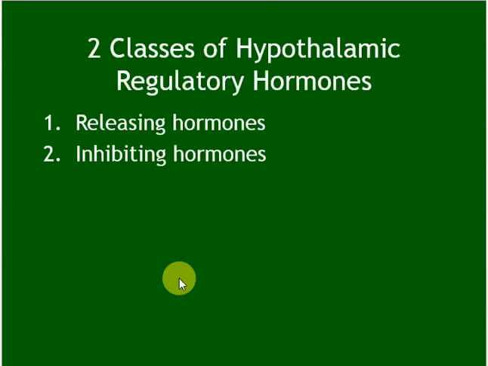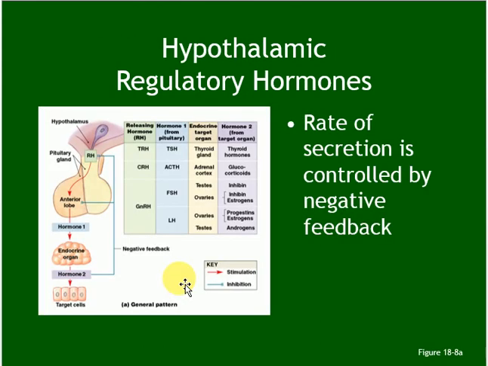The hypothalamic regulatory hormones, we said regulatory means regulation, and regulation can be stimulation or inhibition. The stimulatory ones are called releasing hormones, and the inhibitory are called inhibiting hormones. So there are two types of hormones that are secreted in the hypothalamus. Some of them are releasing, the other ones are inhibiting. This table is very important, showing us the different types of hormones.